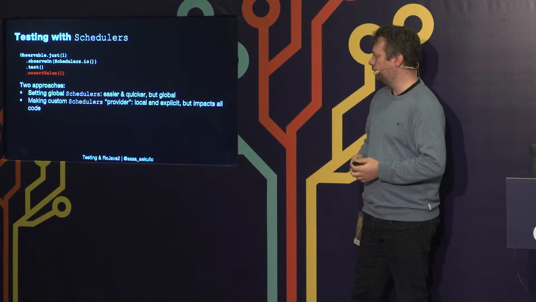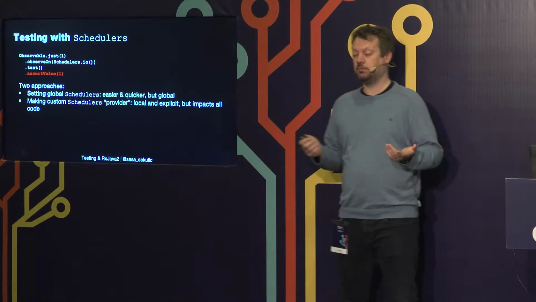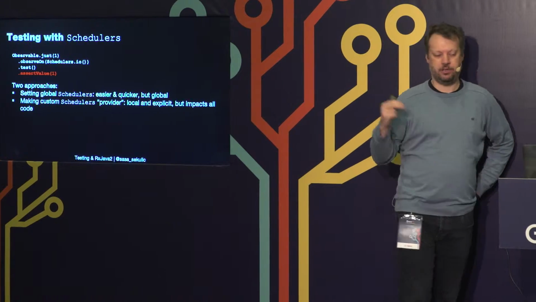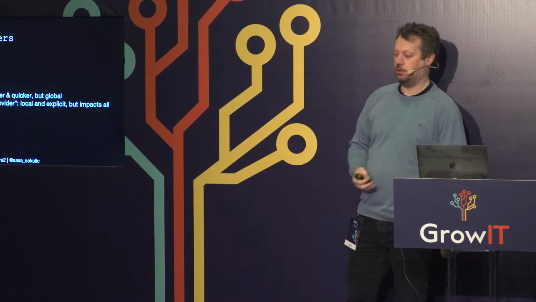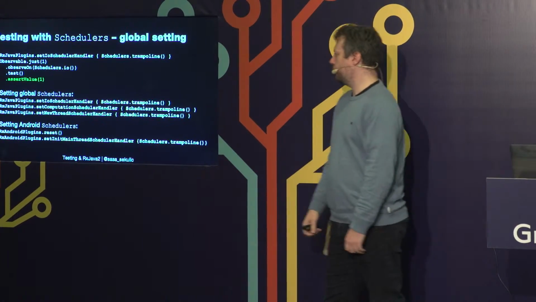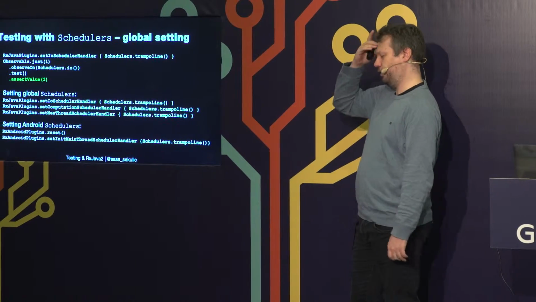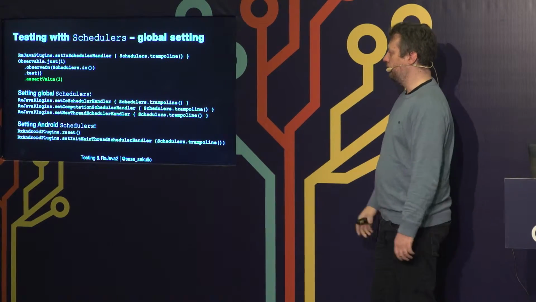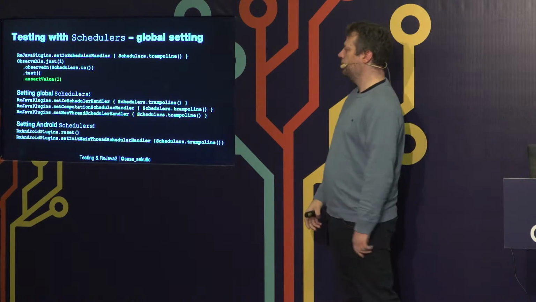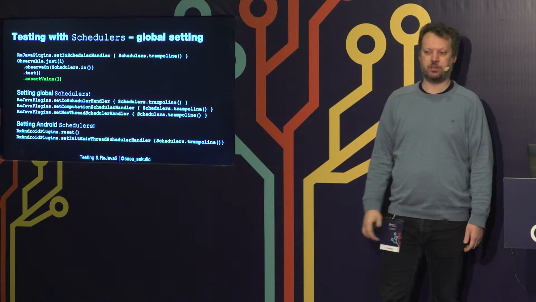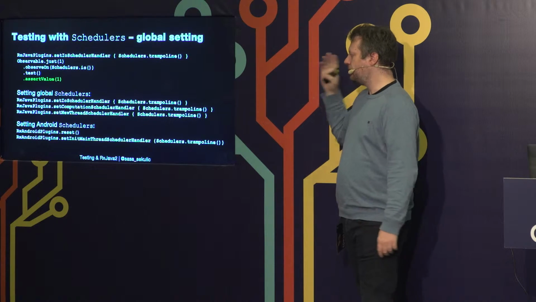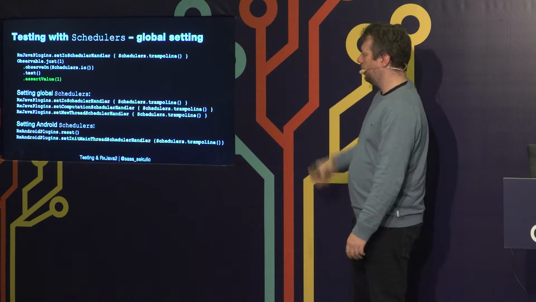Quick and dirty would be to use the global scheduler setting. The second way would be to have a schedulers provider, and then you pass this provider to every object that you have. So how does it work with the global settings? I think you've all had to do this. You can set the IO scheduler handler, or set various scheduler handlers, and then you would just override them for testing, right? You would have a global setting for testing, usually in the application context, and you would say, okay, set all schedulers to trampoline, and that's it.